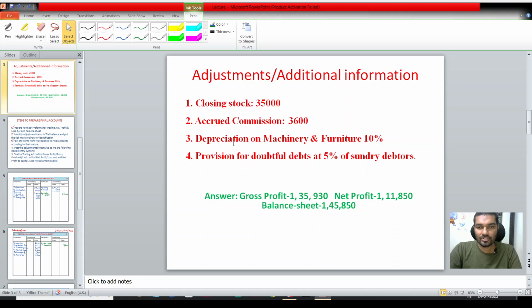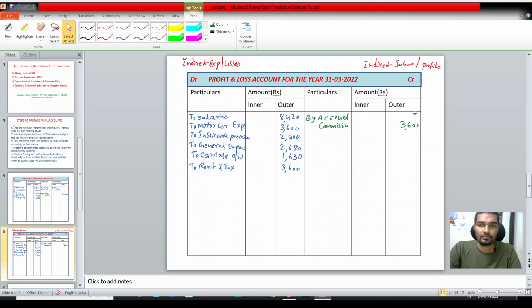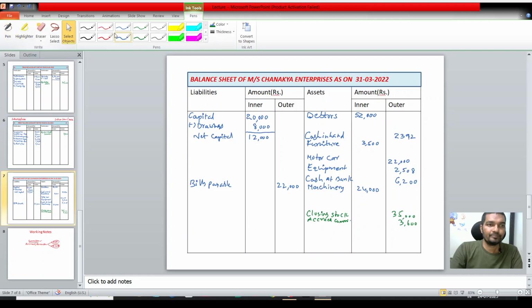Moving to the third adjustment, there are two adjustments here. One is depreciation on machinery 10% and depreciation on furniture 10%. Here for machinery the depreciation is 10%, so 24,000 into 10 by 100, 2,400 rupees.